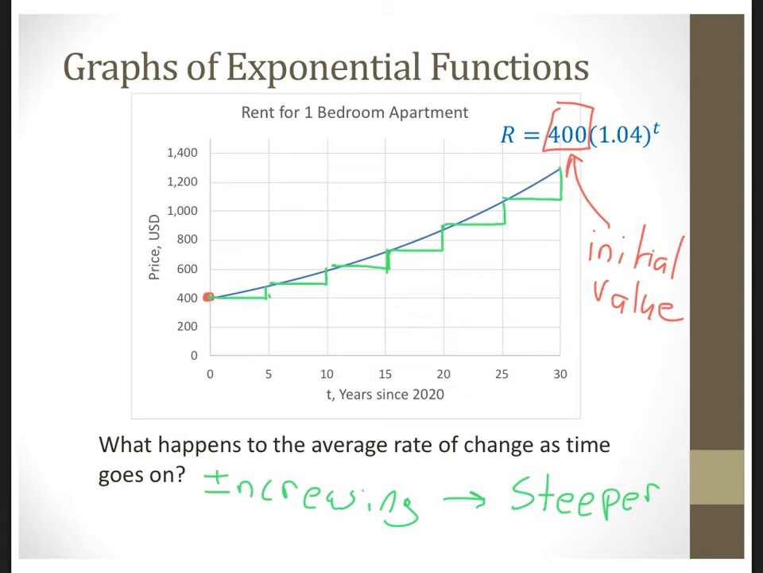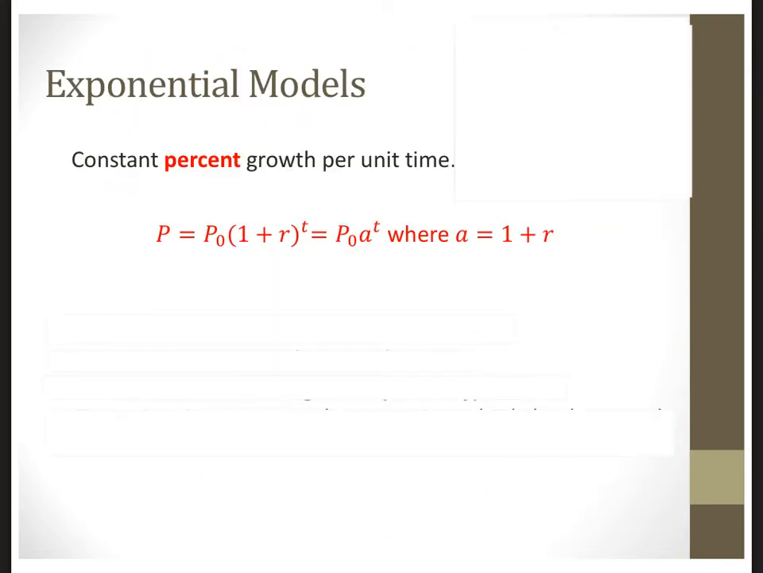Next, let's take a look at how we can interpret the different components of this formula. So let's summarize some of the main points from this section, and we'll discuss these details more in class. Exponential models, we use these when we want to model things that are growing at a constant percent, such as if inflation is 4% per year. An exponential model would be a good choice to use there.